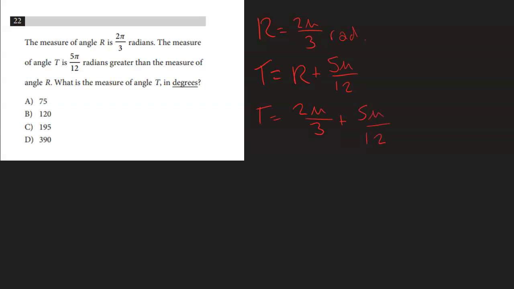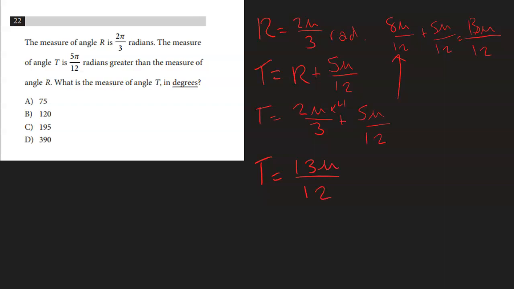And to get these to be common denominators, we would multiply this by 4. And so you would have, let's drag it up here, 8 pi over 12 plus 5 pi over 12. You would end up with 13 pi over 12. Let's put it back down here. So we now know that t equals 13 pi over 12.